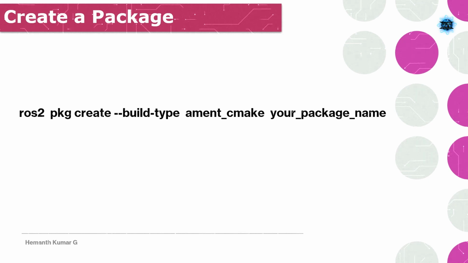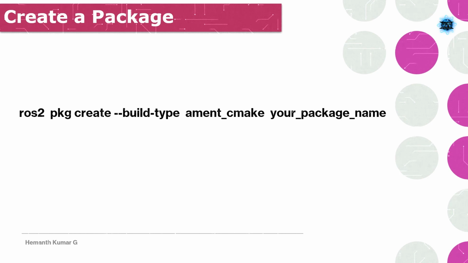What is your_package_name here? This is the name of the package that you want to create. Replace your_package_name with the desired name for your package, as the user or programmer wishes. The package name should follow ROS naming conventions and typically uses lowercase letters and underscores, for example, my_robot_control. That is the naming convention in ROS2, and you have to follow it. That is about the command to create a package.